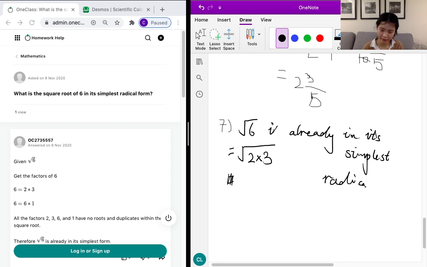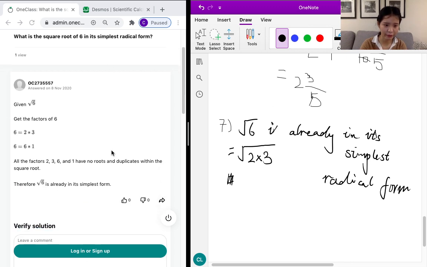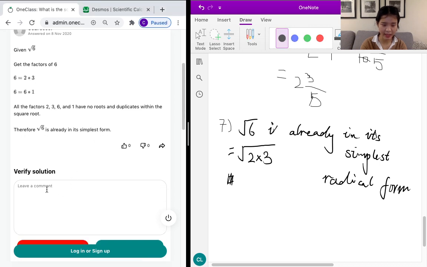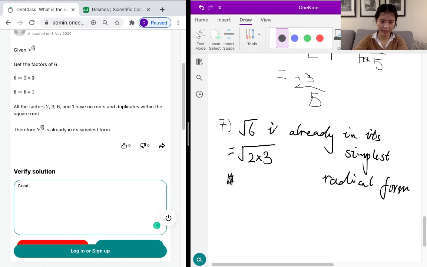Okay, let's look at the sample solution here. What is the square root of 6 in simplest radical form? It basically had the same explanation as us. And yes, the square root of 6 is already in simplest radical form. So it's a really straightforward question. Let's just say, great job. The answer is correct.